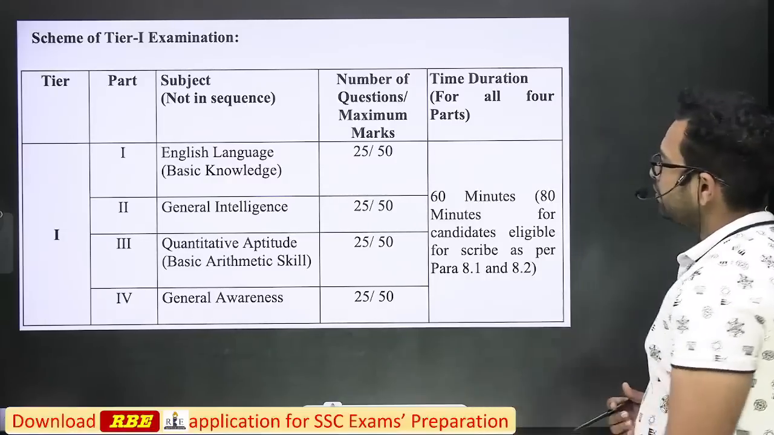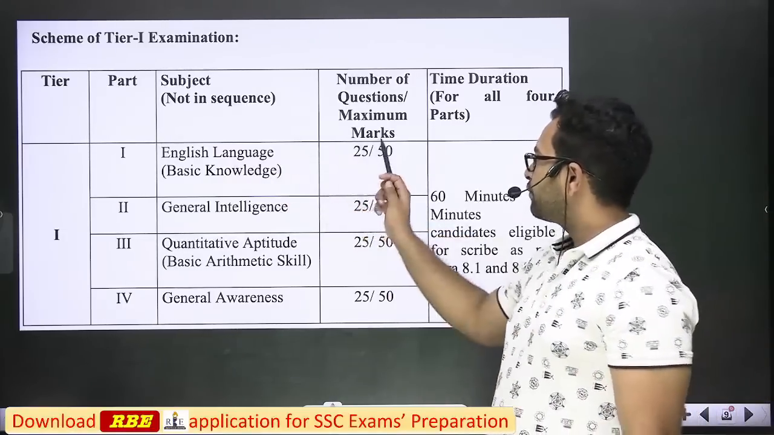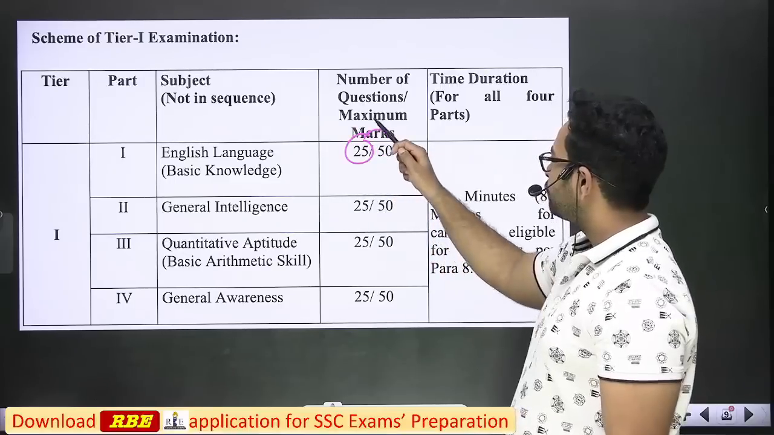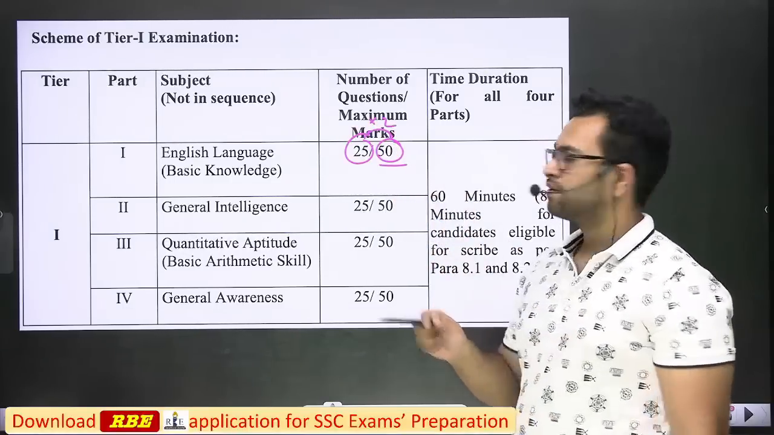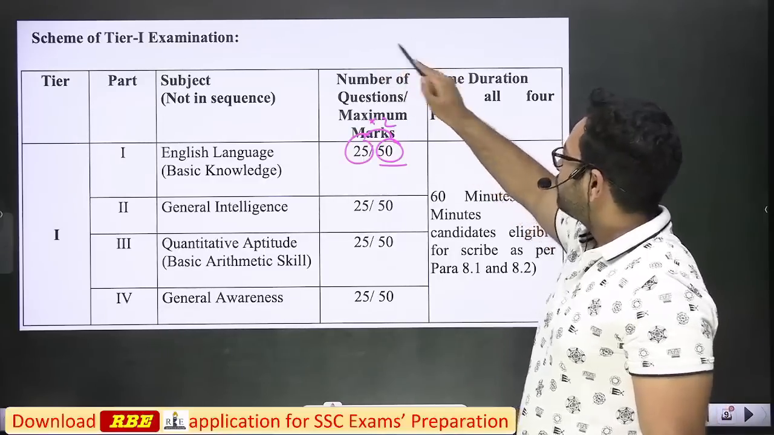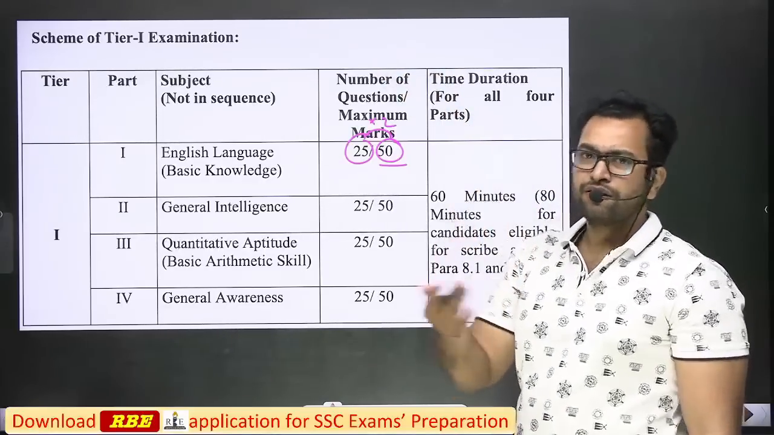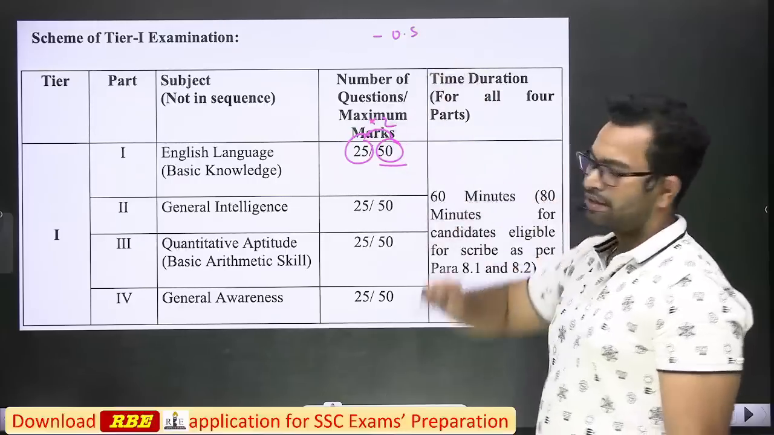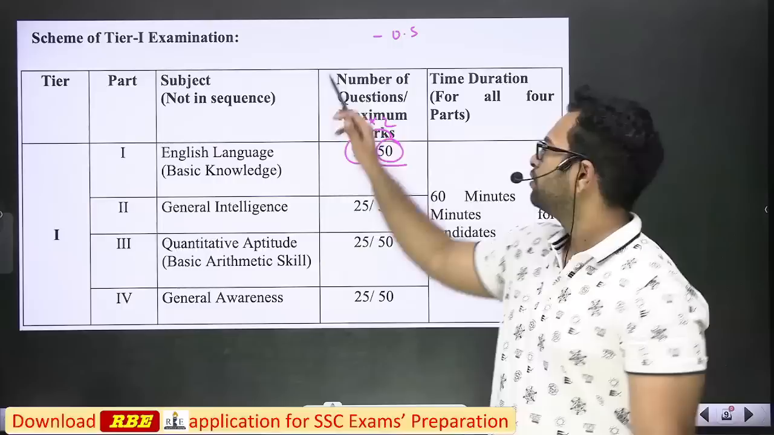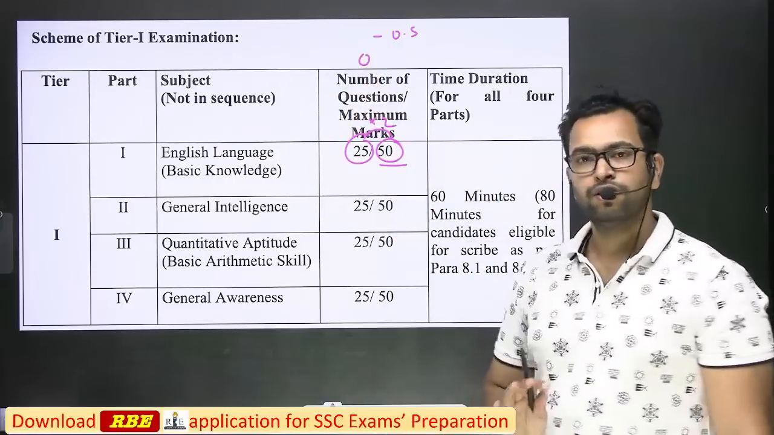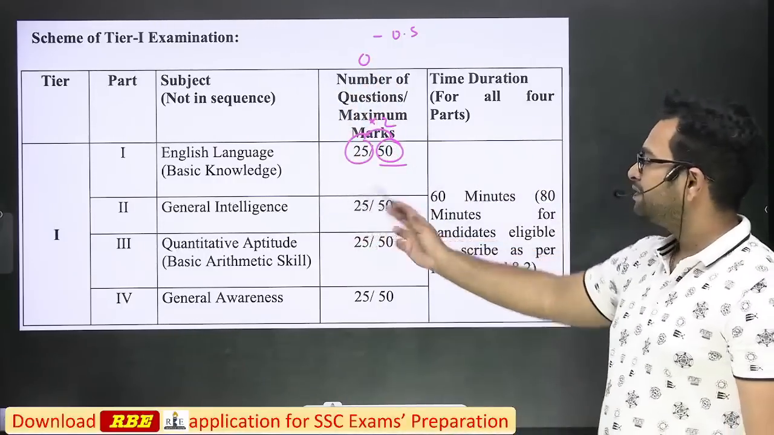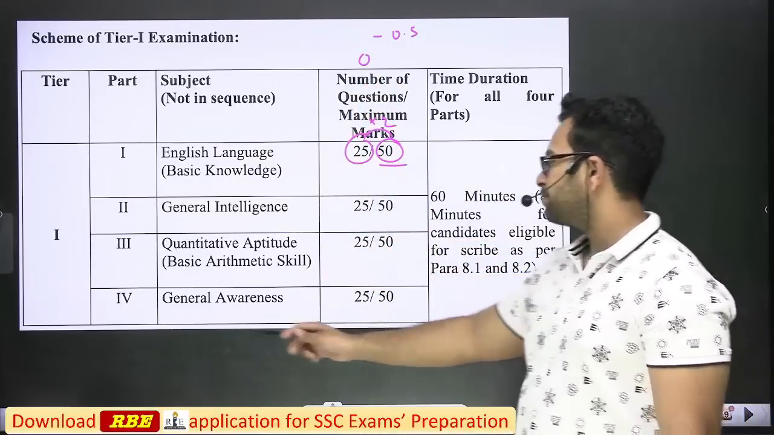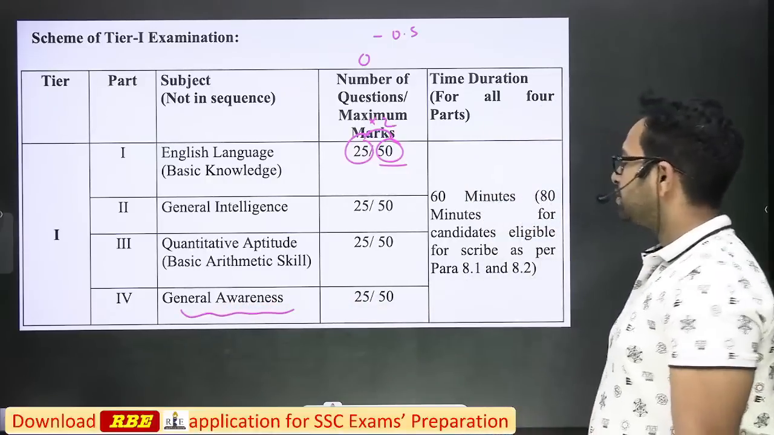Tier 1 exam pattern, if we see, in English language 25 questions will be there. One question will be of 2 marks. English section will be of 50 marks. If you do a question right, you will get 2 marks. If you make a mistake, if you attempt it wrong, minus 0.5 marks will be deducted. If you don't attempt the question, you will get 0 marks for that question. Same goes with general intelligence and reasoning, same goes with quantitative aptitude, and same goes with general awareness.